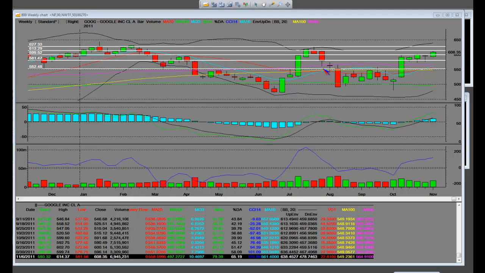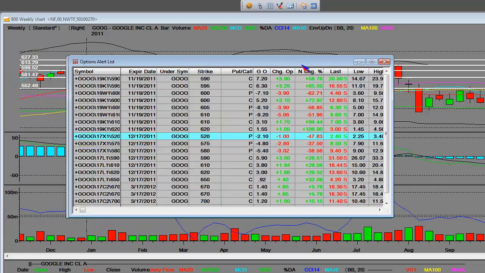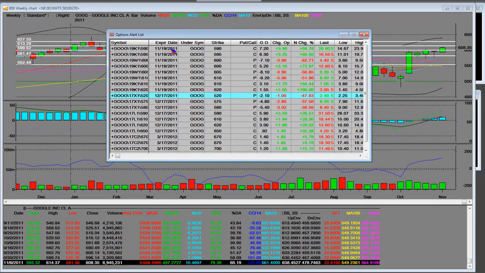Once again, we're featuring the weekly chart on Google. Not only are we going to feature that, we're going to feature the 11/19 monthly options expiration prices. We're going to be monitoring every one of them like we always do. When we get into the December mode, we're going to be monitoring a 520 put that we bought as protection way down below the market.